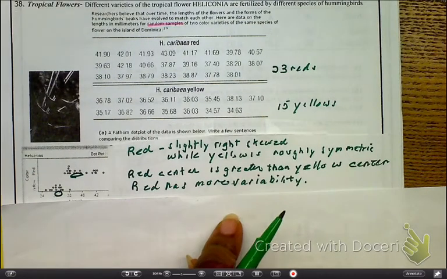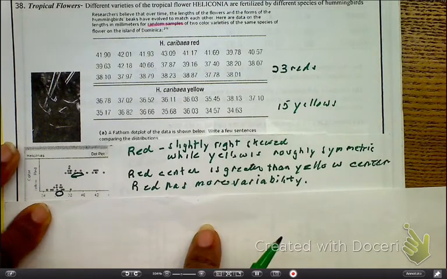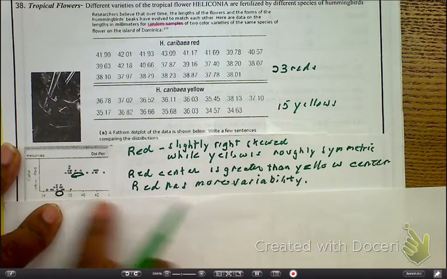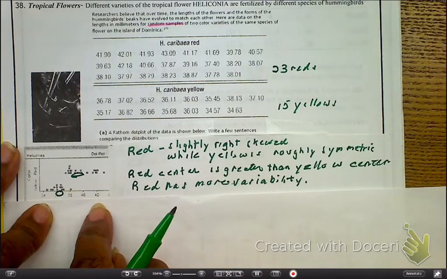What is the actual value of the center? Well, you're going to be getting in your calculator to figure it out in a minute. And we can see that the red has a longer spread, so it has more variability.